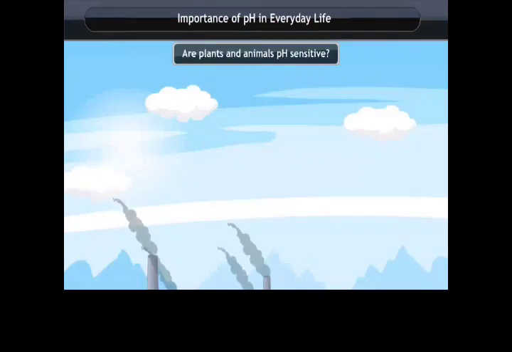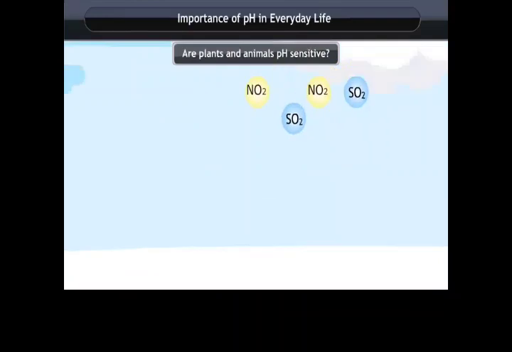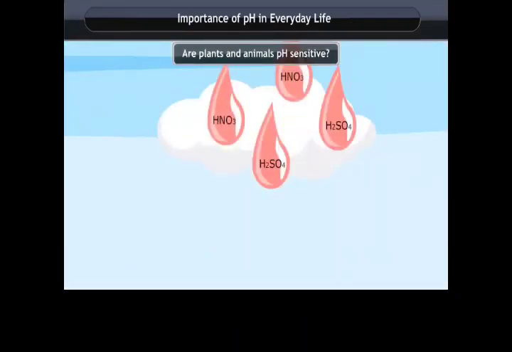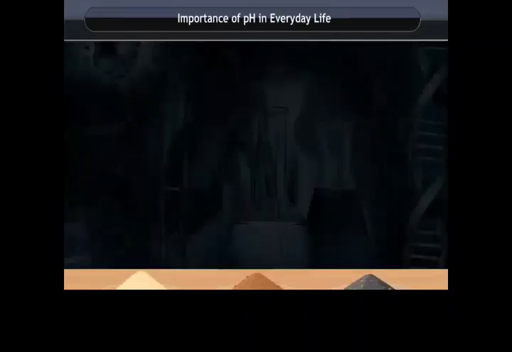Importance of pH in everyday life. When the pH of rainwater is less than 5.6, it is called acid rain. When acid rain flows into rivers, it lowers the pH of the river water. The survival of aquatic life in such rivers becomes difficult. Plants require a specific pH range for their healthy growth.